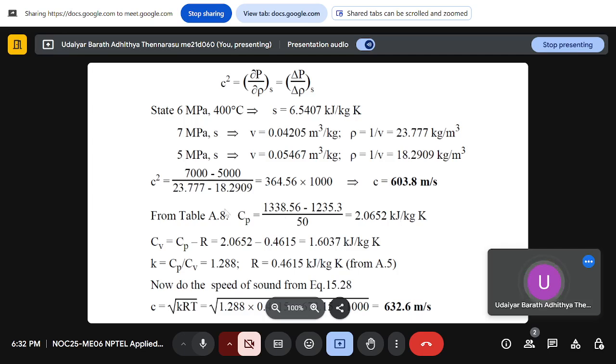So from this we can find out Cv. So Cv is Cp minus R. So for steam R is 0.4615. So we get Cv as 1.6037. So using the Cp and Cv we can find out gamma. So it is 1.288.